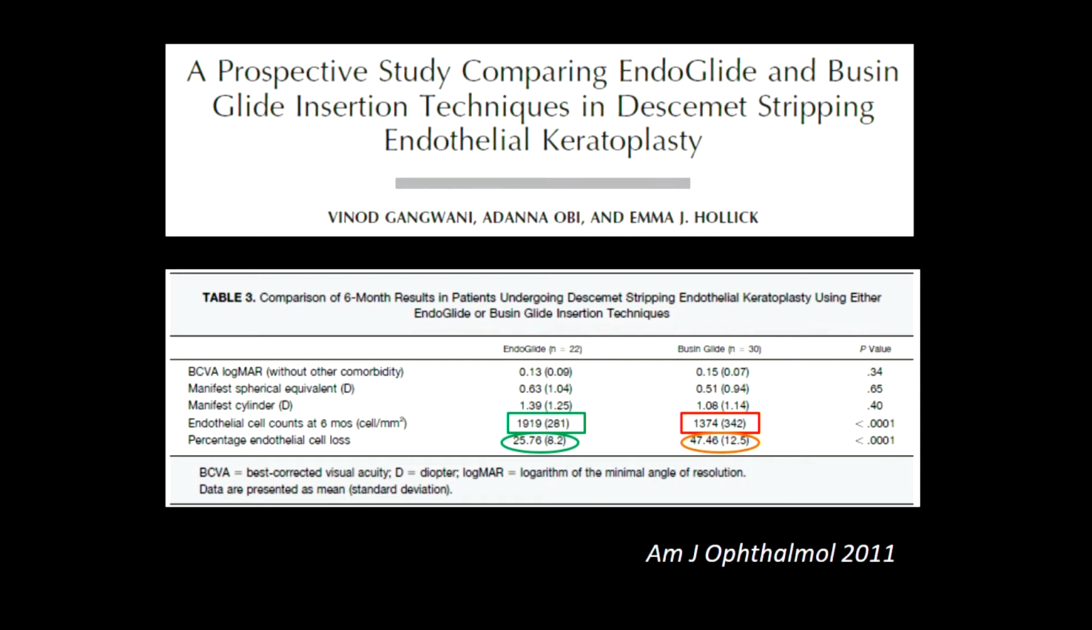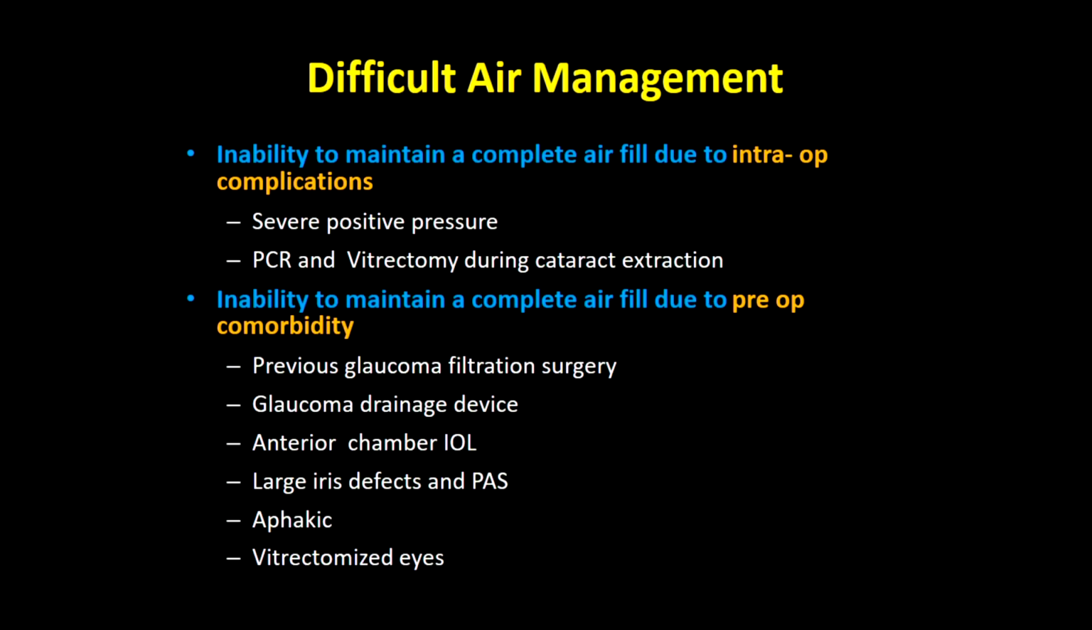You can see another study from the same center, where they have shown that Busin glide and endoglide is always better again, but the cost is the factor. So, difficulty coming next to the air part of management. Inability to maintain the complete air fill can be due to improper case selection.